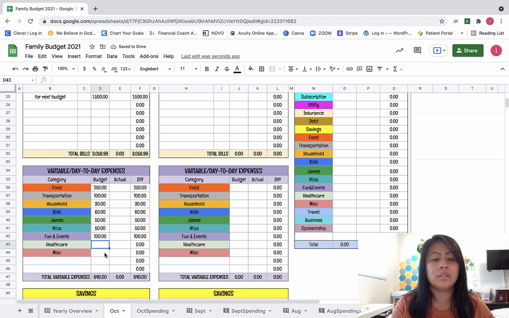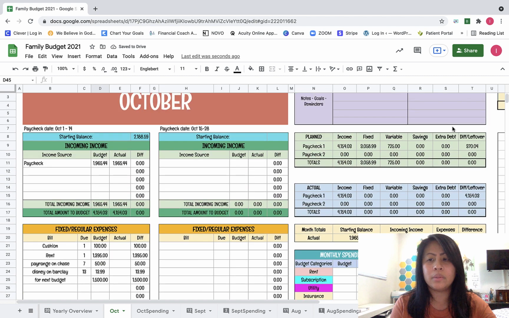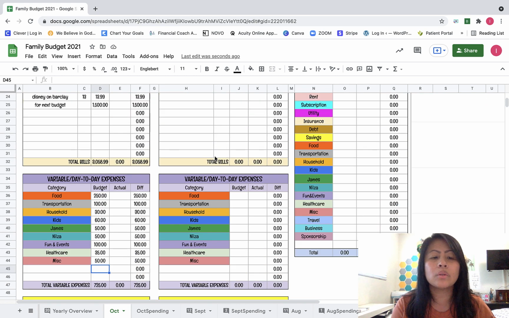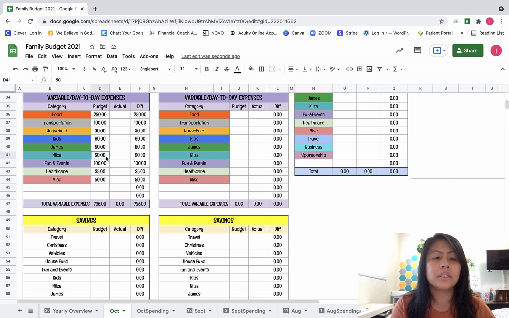Healthcare, I don't think there's any more surprises this month because there was some last month. So I'm just going to put 35, and miscellaneous, I always do 50. So we have 725 here, and we still have 370 left over. So maybe I can get my budget by paycheck workbook.